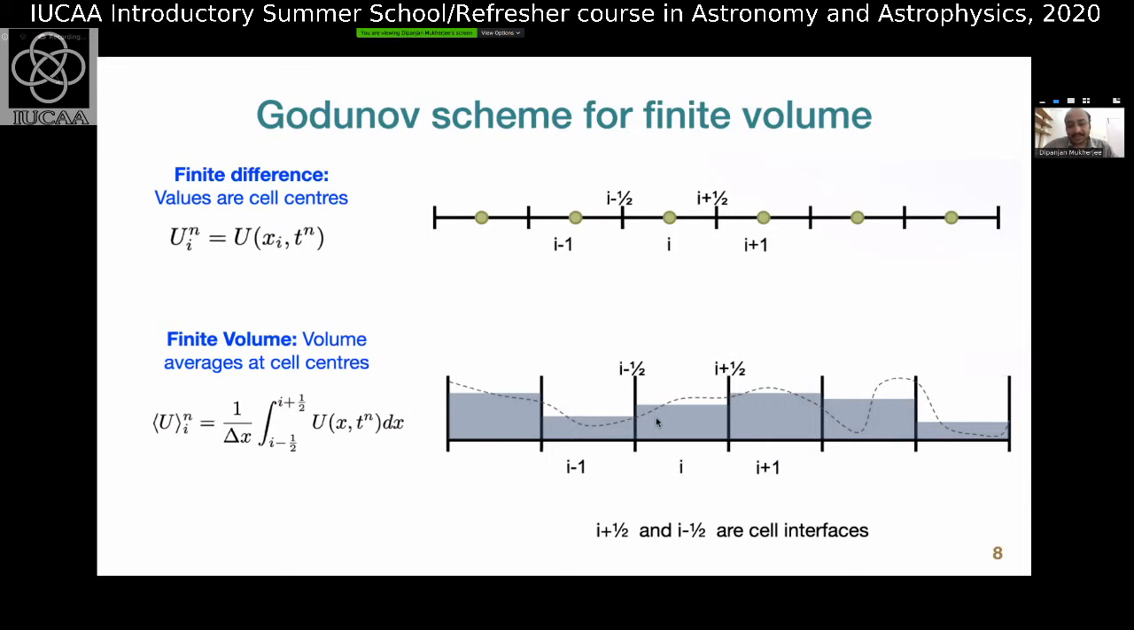So these are the cell interfaces. So this is I plus 1, and this is I plus half and I minus half. So the extent of the cell lies between I plus half and I minus half, and we replace the value of this quantity u by an average over the entire region of the cell. So this is called a finite volume, where we replace the continuously varying quantity u with volume averages at the centers of the cell.